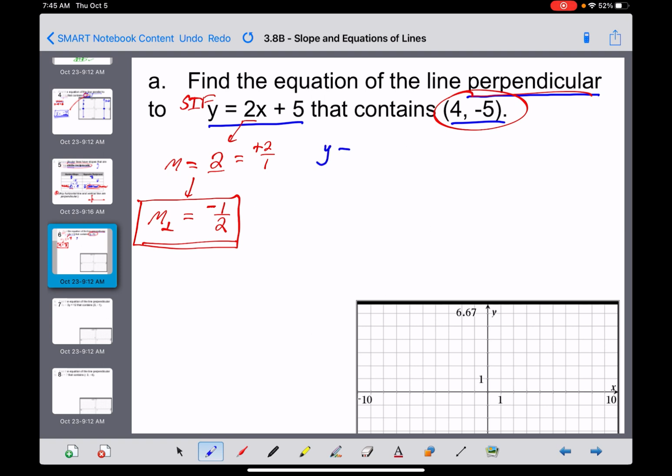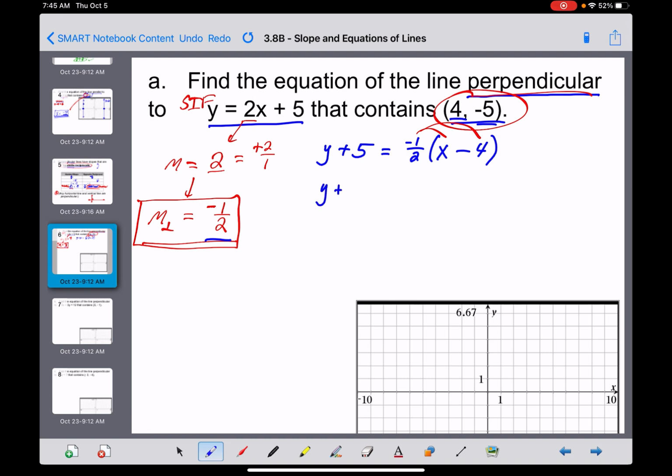Y minus our y coordinate of negative 5 actually makes plus 5. That equals our perpendicular slope, which is negative 1/2, times x minus your x coordinate of 4. So there's our equation now in point slope form. Let's distribute the negative 1/2, solve for y, and then we will have it in slope-intercept form.